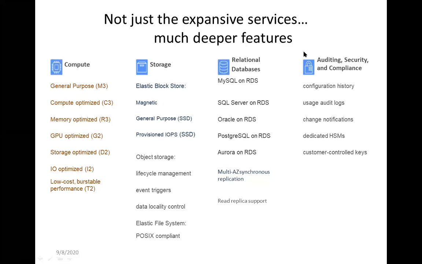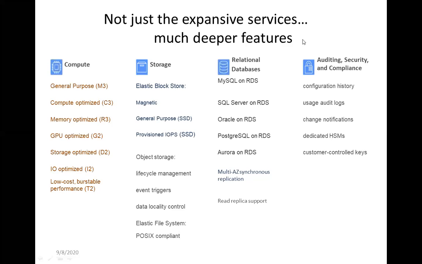They provide much deeper features, like in compute, storage, relational databases, auditing, security and compliance, the various services like general purpose, compute optimized, memory optimized, GPU optimized services, storage optimized services, low cost or IO optimized services. In case of storage, we have very deep featured services like Elastic Block Store, magnetic and general purpose SSD service, provisioned IOPS, object storage, lifecycle management, event triggering, data locality control, Elastic File System, POSIX compliant.